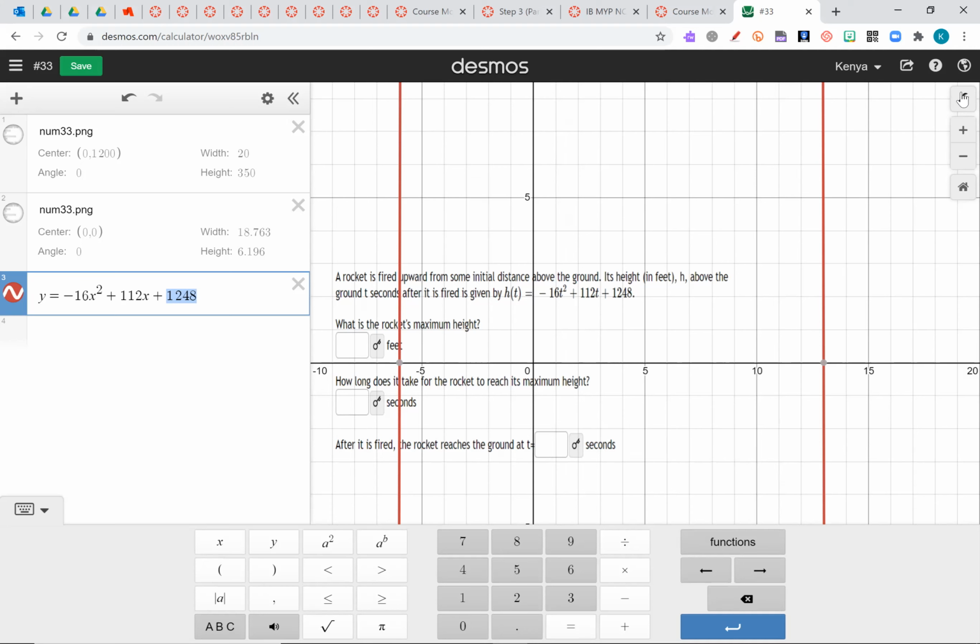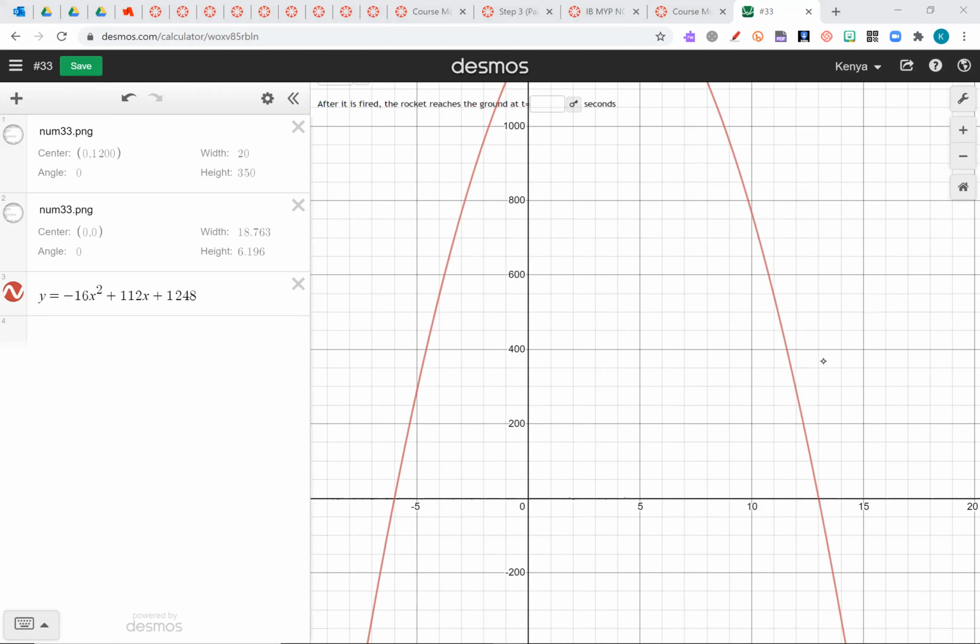The beautiful part about Desmos is that if I touch the x-axis, where the graph crosses the x-axis, I can see my x-intercepts. And so I have one x-intercept at -6 and another one at 13. The only one that makes sense is the one at 13. So our rocket will hit the ground at 13 seconds.